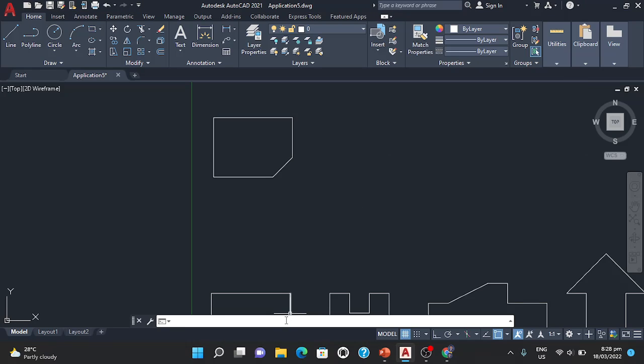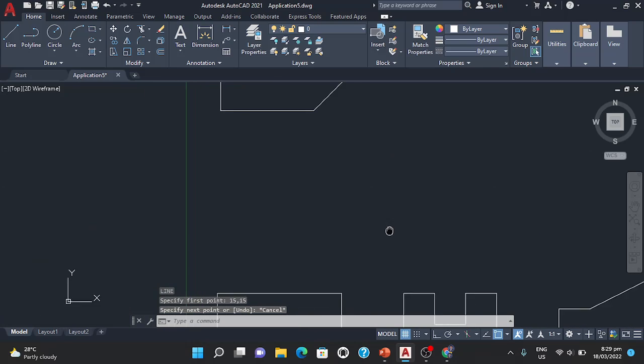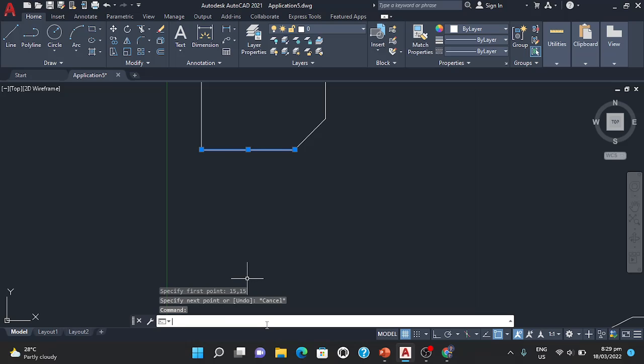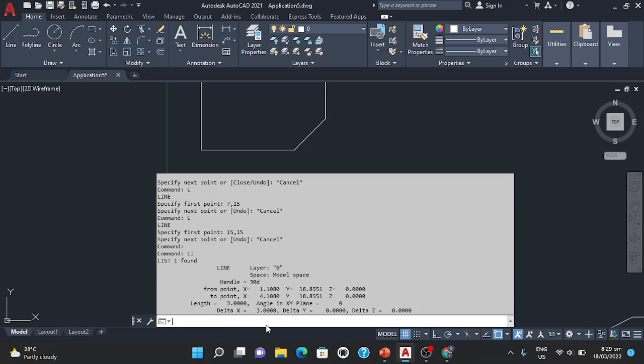So let's type L for line. Then let's type a specific coordinate. So we have here, for example, 7, comma 15. I think undo L 15, comma 15. Oh, I think it's wrong. Let's try to type this list.